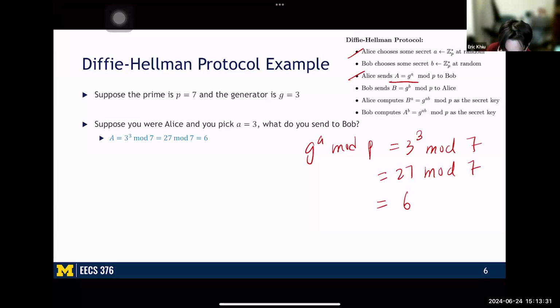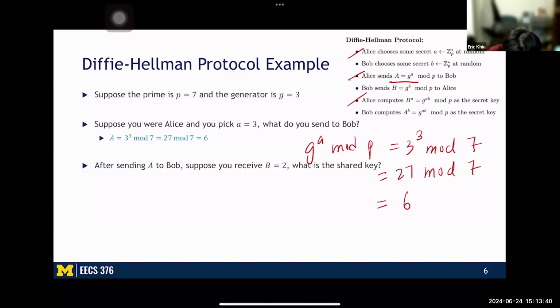Okay, so after Alice sends this to Bob, then suppose that Bob sends back B equals 2. This is, and we know that this is G to the B mod P, right? And now we want to compute the shared key. And because of the idea of Diffie-Hellman, which is basically G to the AB equals G to the BA, we know that Alice is just going to raise this number to her own number, her own A.